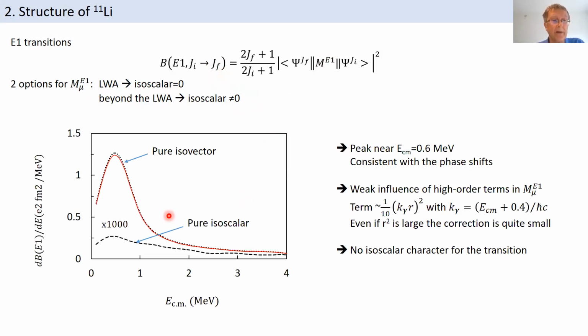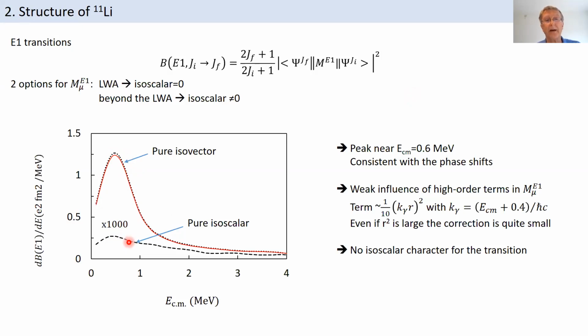And this is the E1 distribution, as a function of the center of mass energy in lithium-11. As we may expect from the phase shift, there is a peak around 0.6 MeV, which is here. Of course, this is consistent with the phase shift. And there are two curves here, in dashed and dotted. The dotted is the pure isovector, and the dashed is the isoscalar.